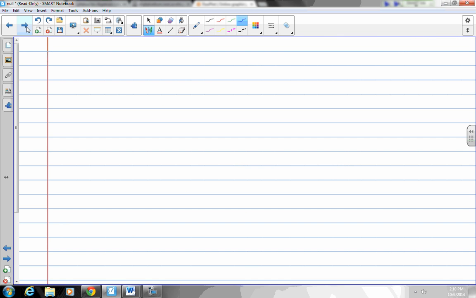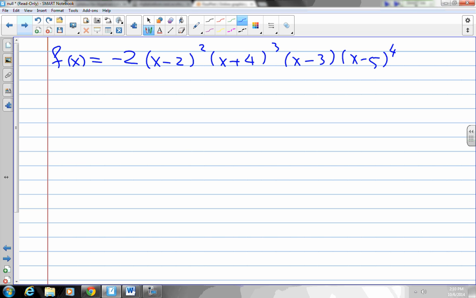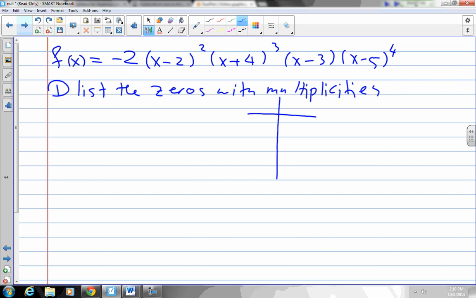Try this one. I'm going to give you this example. Things are nice when it's already factored. Negative 2x minus 2 squared, x plus 4 cubed, x minus 3, and x minus 5 to the 4th. So first thing that I want you to do, list the zeros with multiplicities. So basically, do this kind of table. So these are the zeros, and these are the multiplicities.